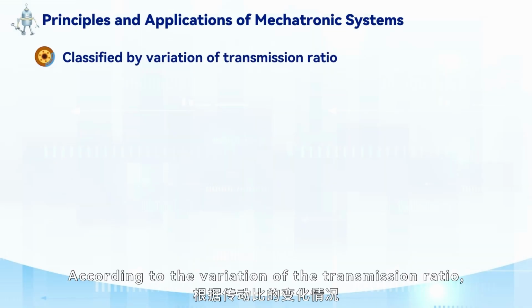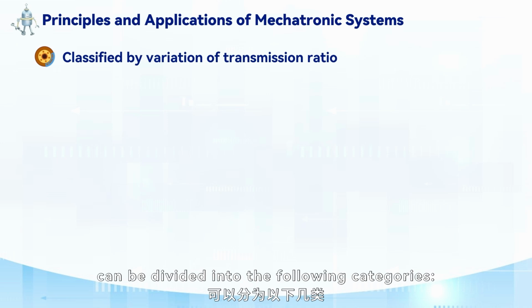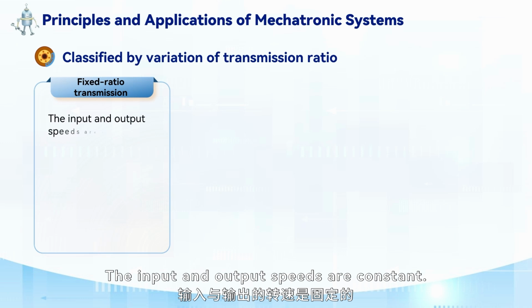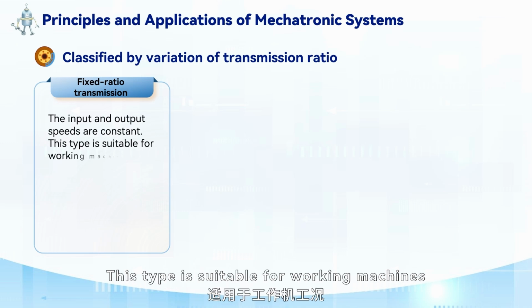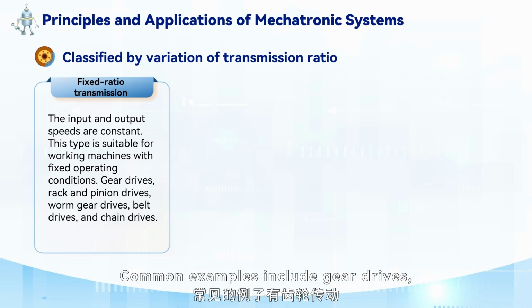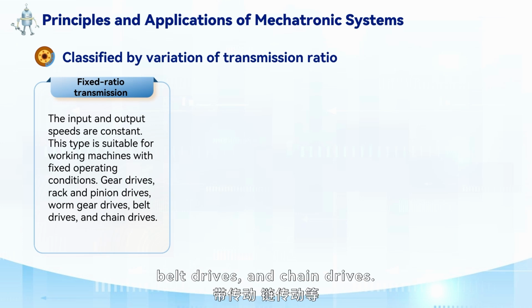Next, let's look at the second classification method, by variation of transmission ratio. According to the variation of the transmission ratio, mechanical transmission systems can be divided into the following categories. 1. Fixed ratio transmission. The input and output speeds are constant. This type is suitable for working machines with fixed operating conditions. Common examples include gear drives, rack and pinion drives, worm gear drives, belt drives, and chain drives.